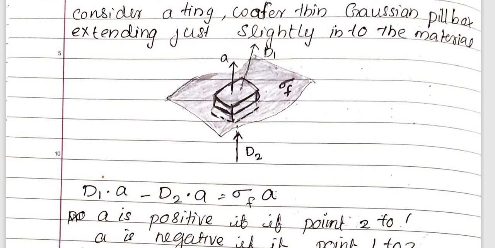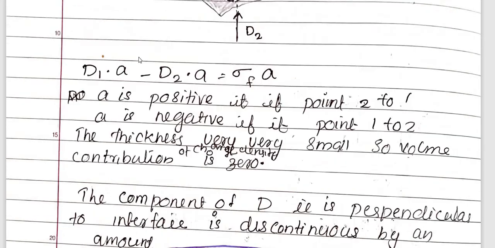The total charge enclosed by the surface includes only the surface charge density, because the volume is very small, so we can neglect the volume charge density. We will consider only the surface charge density. So total charge is equal to sigma f into a. Here a is positive if it points from 2 to 1, and it is negative if it points from 1 to 2. So here this is negative. The thickness is very small, so the volume contribution of charge density is 0.